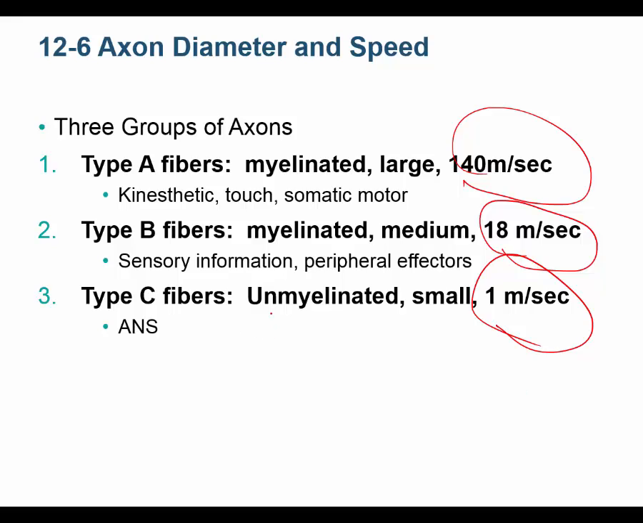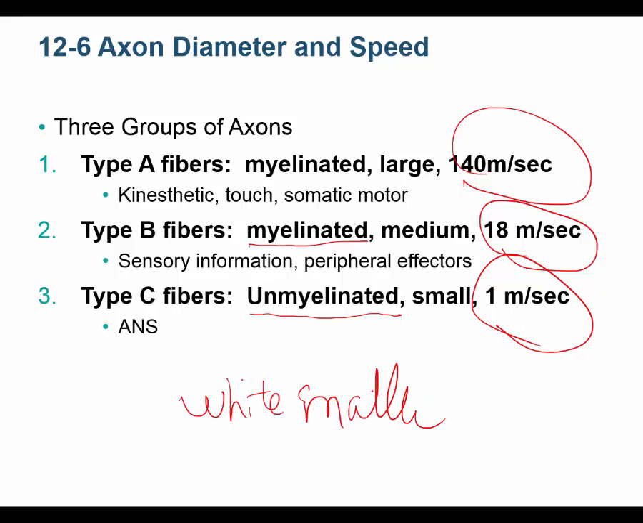And oh, by the way, why would I call them gray fibers? Because unmyelinated axons appear gray, whereas myelinated axons appear white. And that actually is what gives us our terms white matter and gray matter. White matter is myelinated and gray matter is unmyelinated. So that's where we get that from. So those are the three types of axons, type A, B, and C.